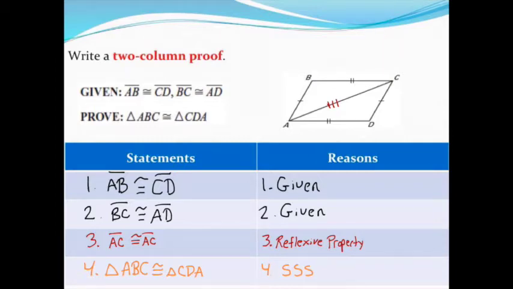Again, we're starting with what we're given. Next up, we're going to add any tick marks that we can. And then finally, we're going to see if we're able to get one of our 5 shortcuts. Once we've done that, we've proven the triangles are congruent.